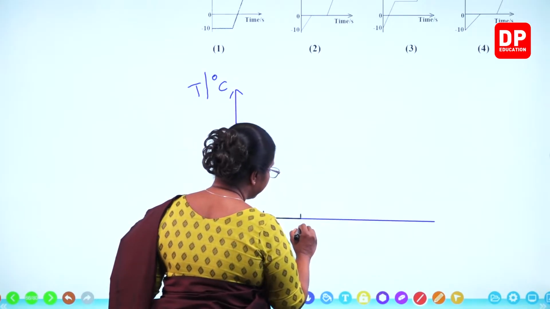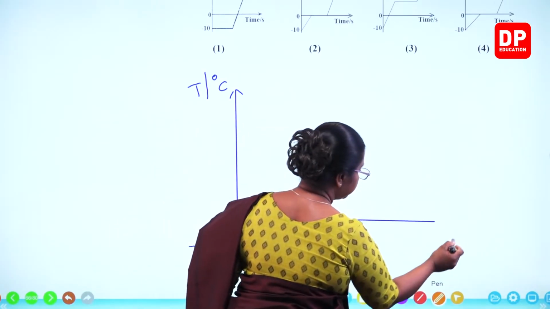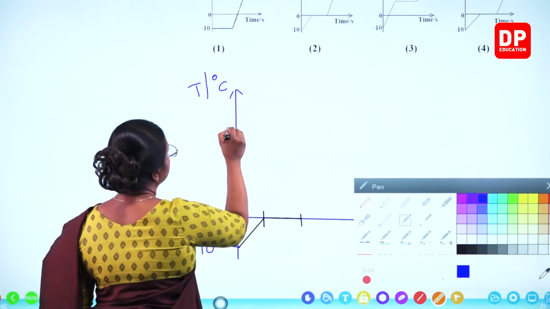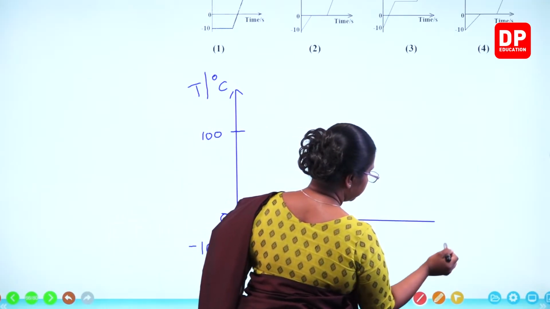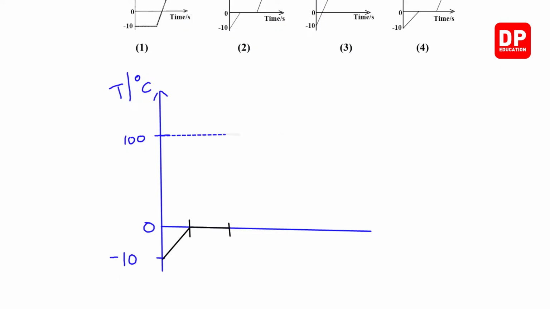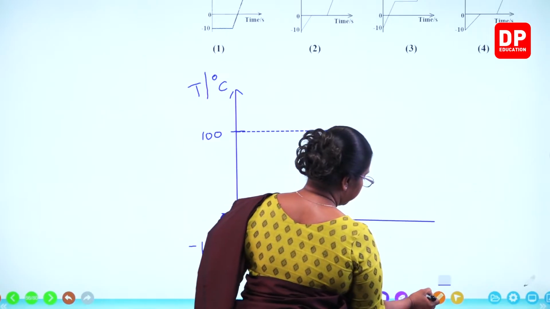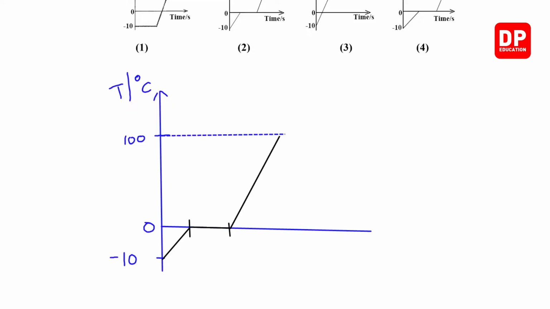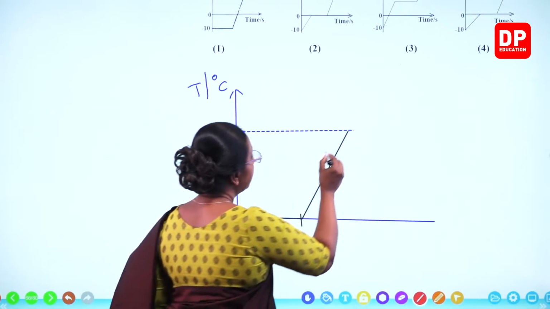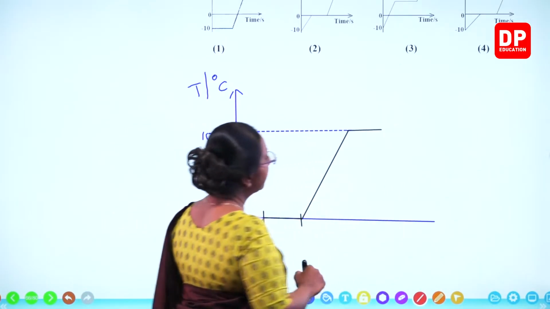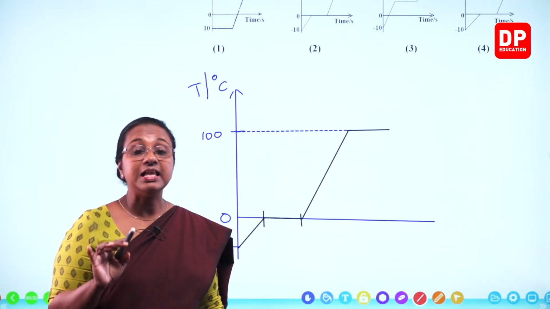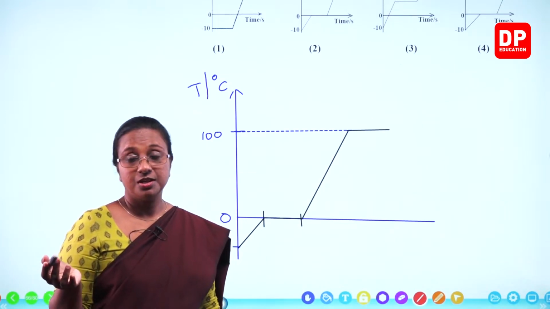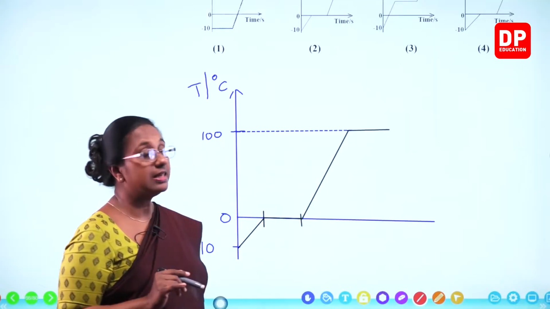After everything melts, what happens? Let's say the boiling point is 100 here. So, if I draw a broken line there, until the temperature becomes 100 degrees, there will be an increase in temperature. Thereafter, when we provide heat, the temperature will remain the same. There, the heat provided is absorbed as latent heat of vaporization. There will be no change in temperature.